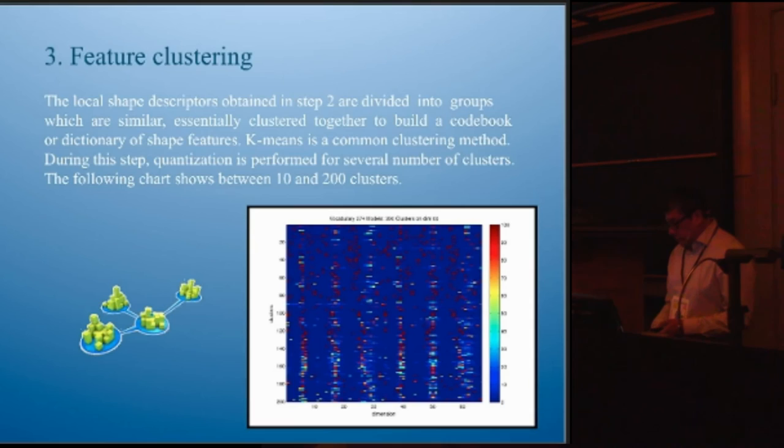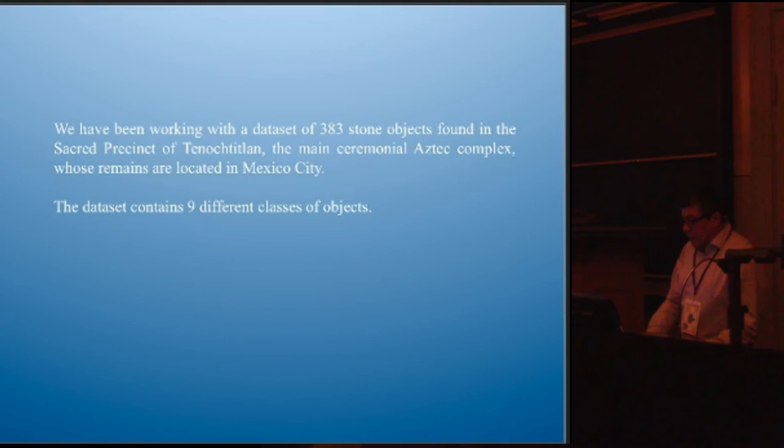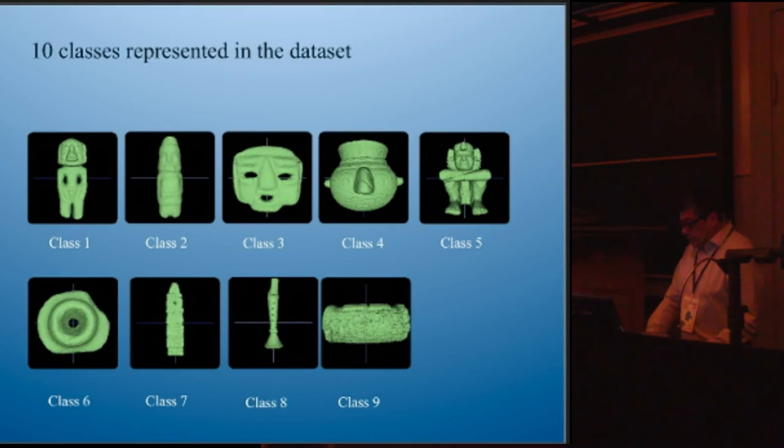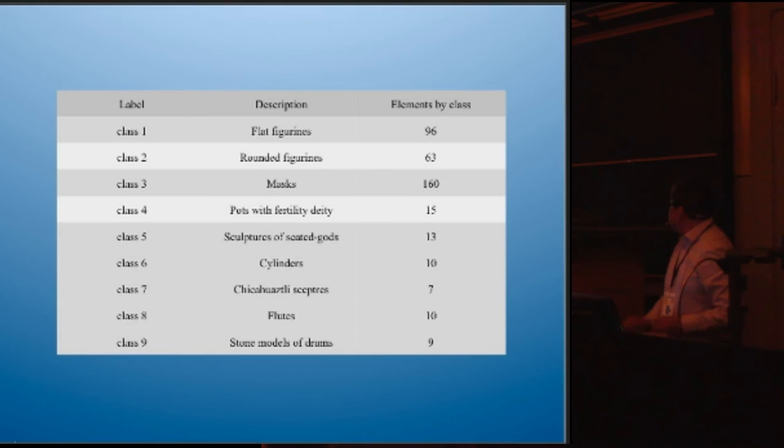And here are some of the experiments that we performed. We are working with a collection of 383 objects divided into 9 classes. These are the different objects that we are working with, and here on the right we have the number of objects in each class. Some classes have a lot of objects, like mass, where we have 160, and others, like this Chikawas, which is one kind of scepter, have only 7 objects. We do that so we can evaluate whether the differences between classes in number of objects affect the results. That's why we are using such a variable data set.